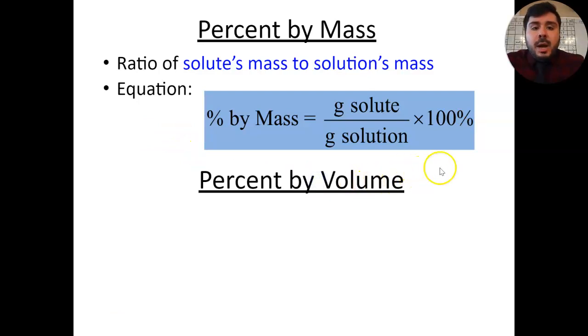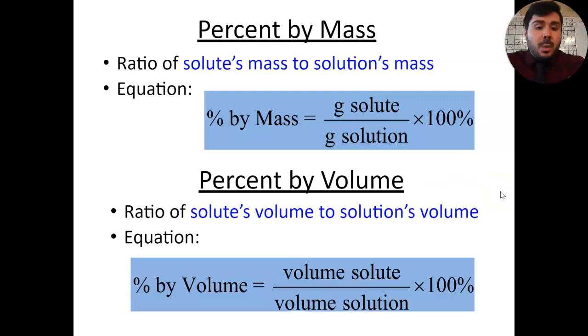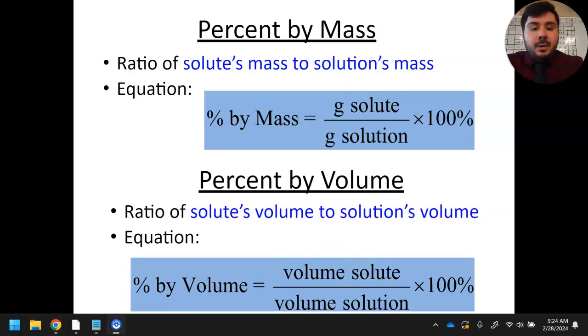Now, percent volume is another very, very similar equation. Percent volume is the ratio of the solute's volume to a solution's volume. So it's when you're comparing 2 different liquids this time around, as opposed to a solid solute and a liquid solution. So it's essentially the exact same thing. Instead of using grams, we're using volume. So percent by volume equals the volume of the solute divided by the volume of the solution. And I again want to get rid of the percent sign here, because we are not multiplying by 100%.